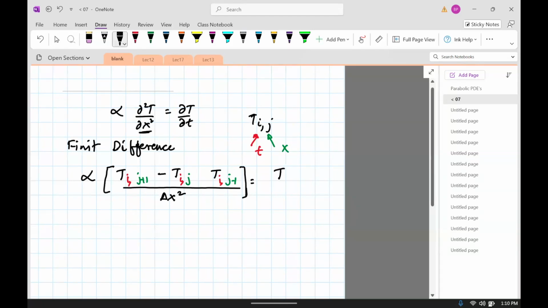Now for the right side, let's use the forward difference. Again, we do the same thing. Here, the differential is about time. So we have T, i plus 1 minus T, i, divided by delta t. And then let's put the same for the j. It will just be j, j.